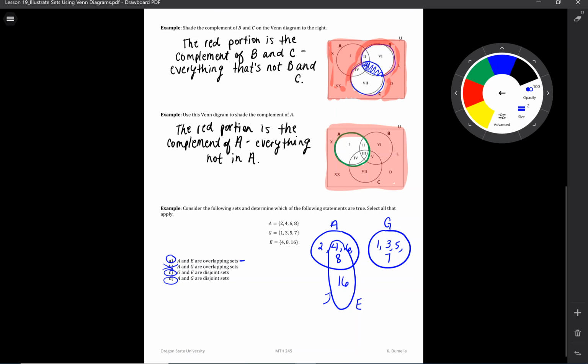So yeah, this is a quick overview of what it means for sets to be overlapping or disjoint, as well as their complements. So we are done here.